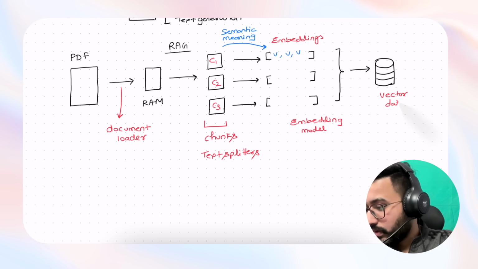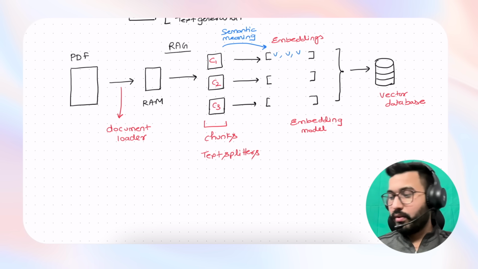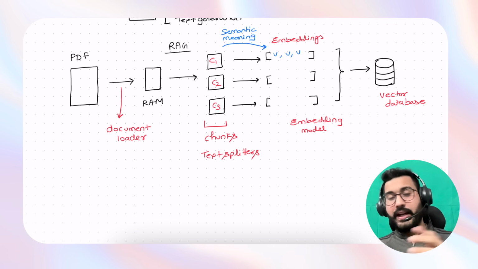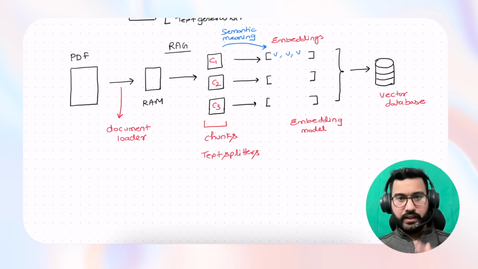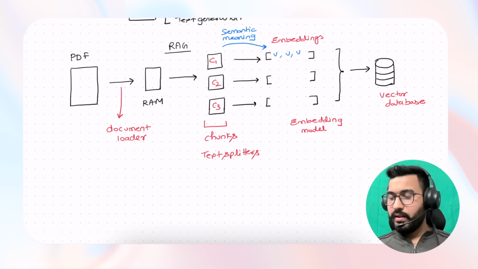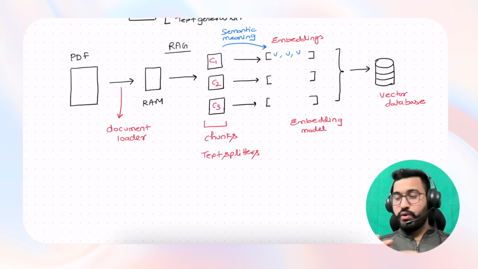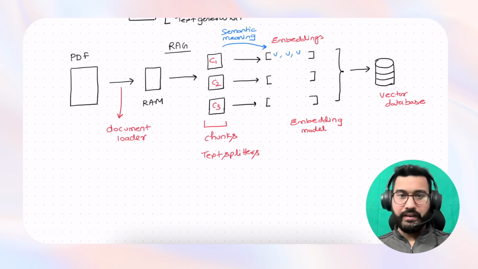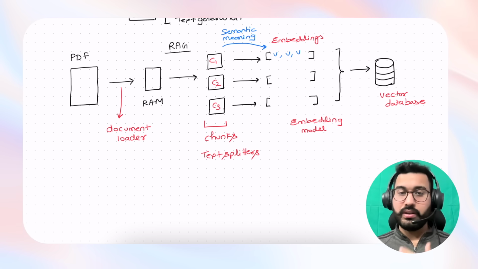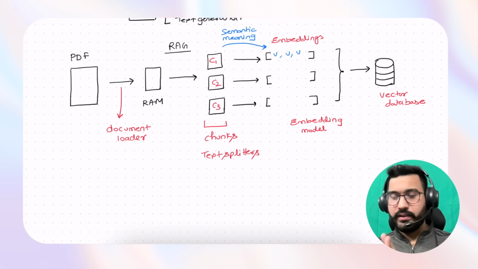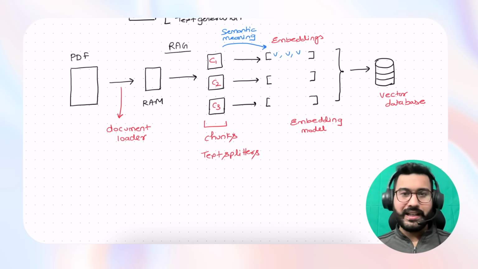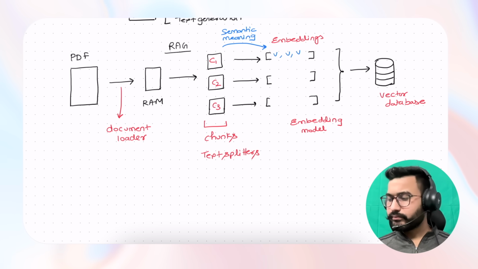Now, this is one workflow where I have loaded my PDF into the system, which is your RAM. We split the entire PDF into multiple chunks. Then we converted all these chunks into representative numerical values, which are known as the vectors or the embeddings. And finally, we preserved them in a vector database. It is a database which can hold your vectors.